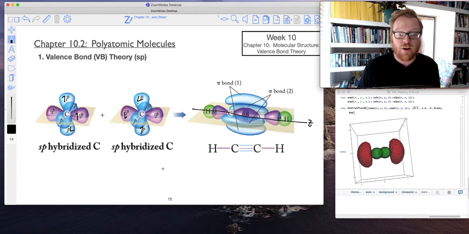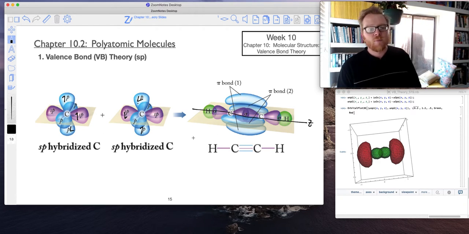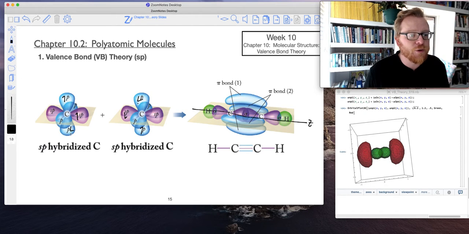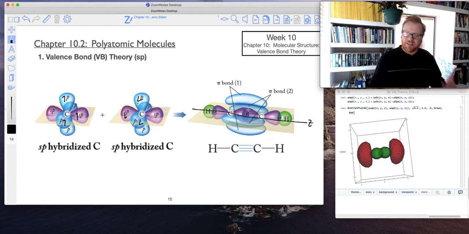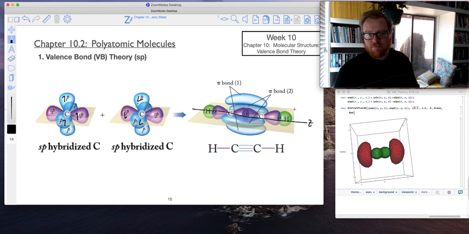and I've got an extra electron up here to form, oops, I drew those 90 degrees. So those should be right here and here, 90 degrees relative to each other, to give me 2 pi bonds and a sigma bond, which we know is the observed bonding.